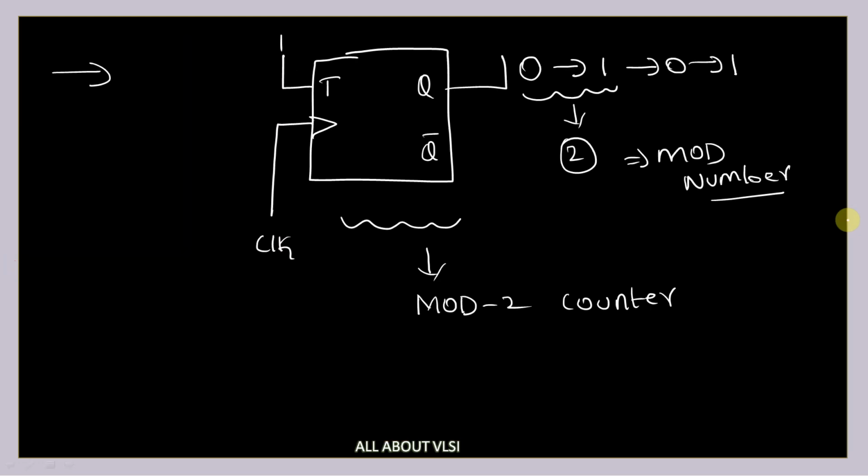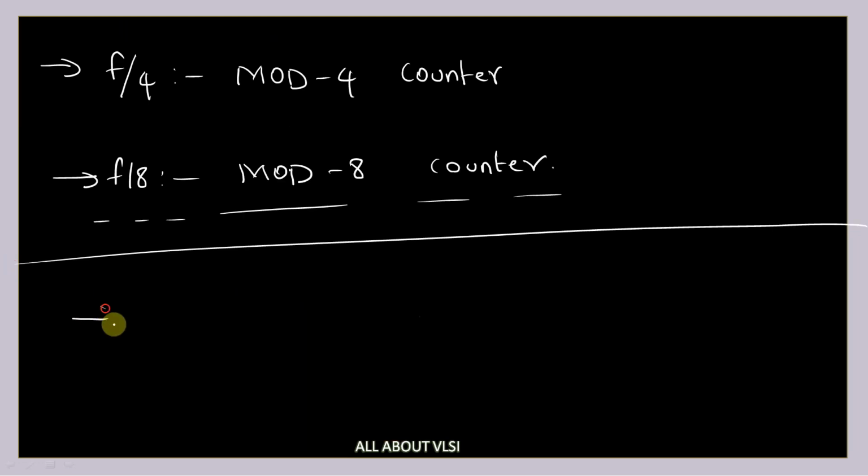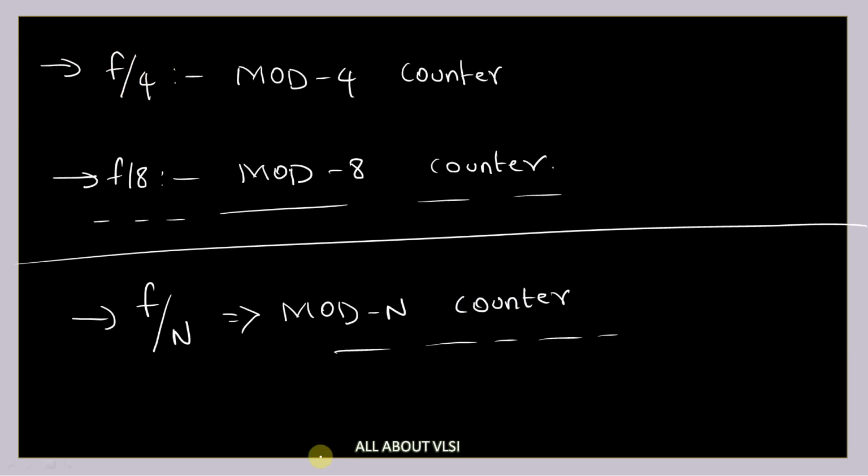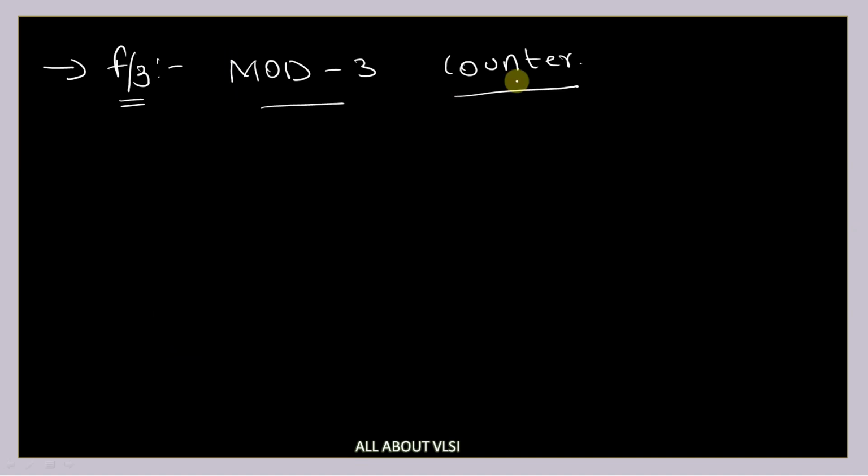Now, we have also seen the conclusion: for frequency division by n, what type of counter should we use? A mod n counter. For frequency division by n, we should use a mod n counter. Now, if I want to perform a frequency division by 3, then what type of counter should I take? Here you can see the formula: f by n is equal to mod n. So what mod counter should I take? Mod 3 counter. Yes, sir. So I should consider a mod 3 counter.